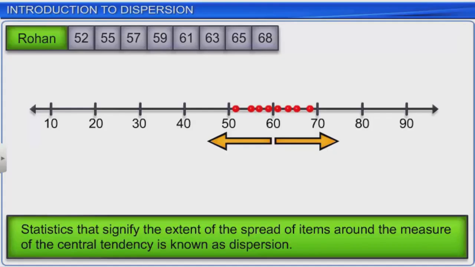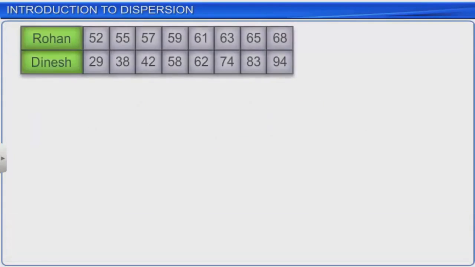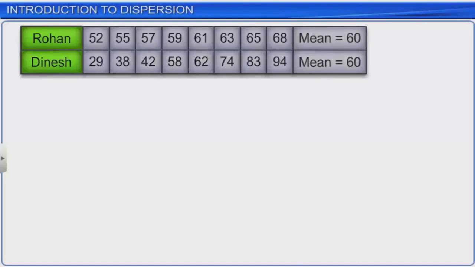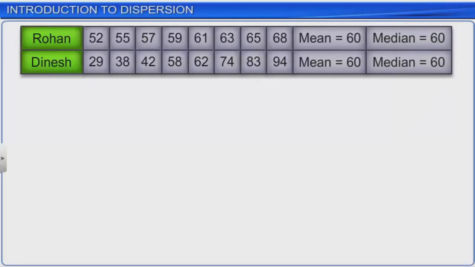Let's look at another example. The marks secured by 2 students, Rohan and Dinesh, in 8 subjects are shown here. The mean of the marks obtained by Rohan and Dinesh is 60. Their median scores are equal and are equal to 60. Now, let's plot the marks on number lines.